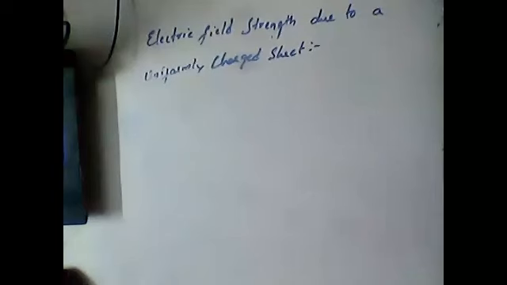Okay, guys, so till now we discussed the electric field strength due to a uniformly charged circular disk. Now we will discuss the electric field strength due to a uniformly charged sheet. Sir, what is the need of discussing separately? See, guys, first of all, we discussed the point charges. Second, we discussed the line charges. Third, we discussed the surface charges. Then after, we are going to discuss the solids.